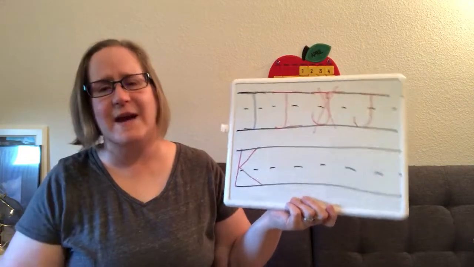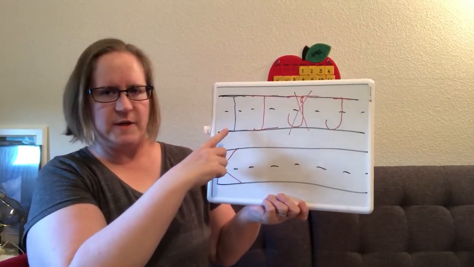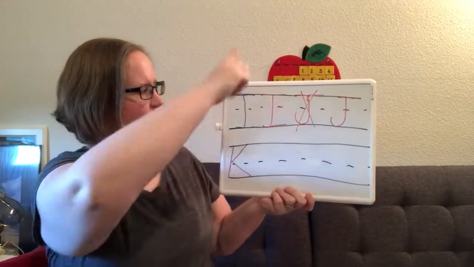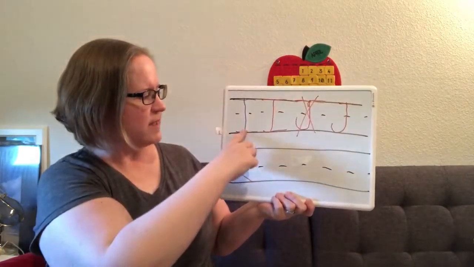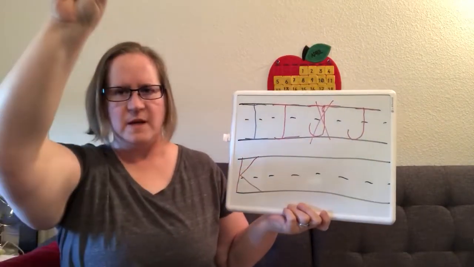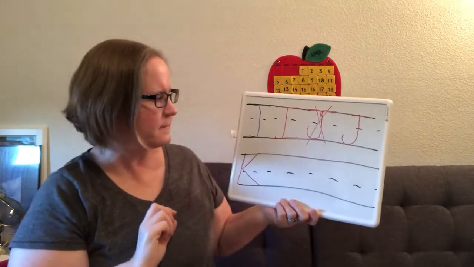Oh, I forgot to have you practice with your magic pencil. Let's go back to I. We're going to practice all three of these with our magic pencil. So get your magic pencil out. Do it with me. Gonna do I. Tall line down, cross at the top, cross at the bottom. Good, do it with me. Tall line down, cross at the top, cross at the bottom.